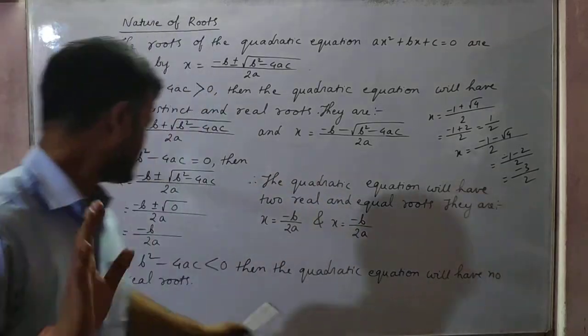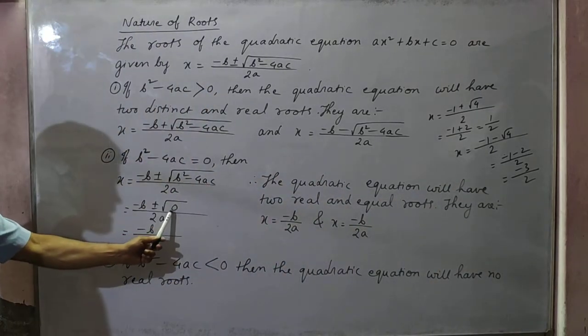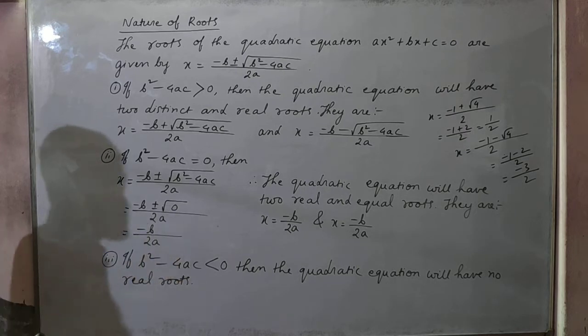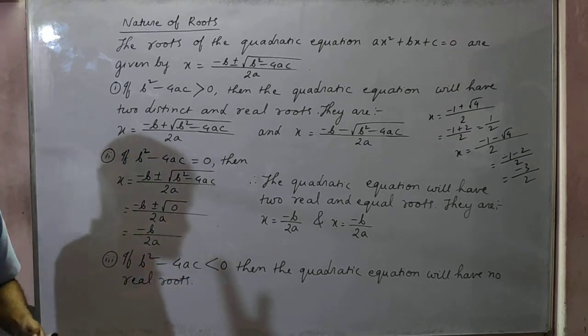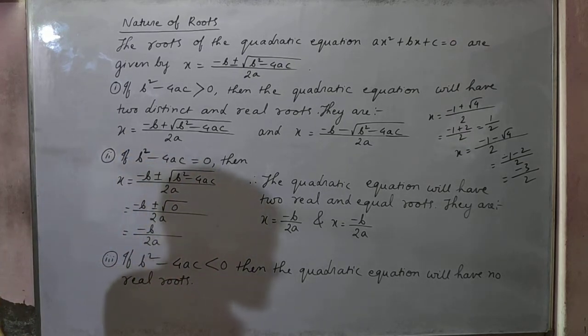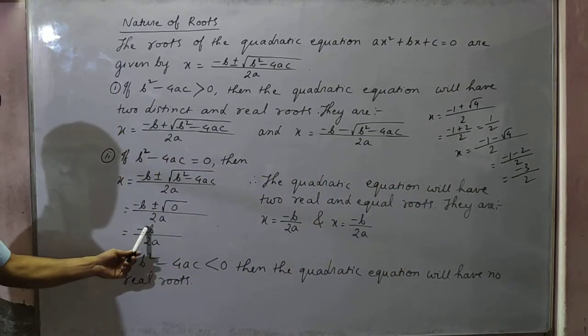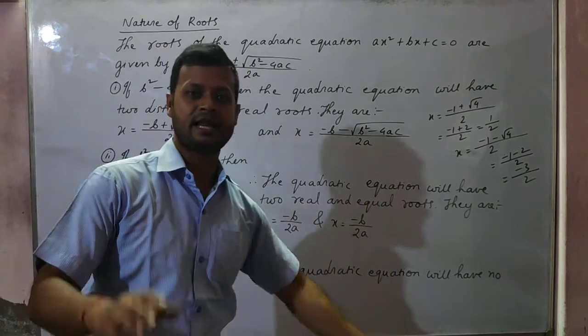Understood? Here you see, in place of b square minus 4ac I have put 0, so plus minus root over 0 means what? 0. So plus minus 0 means 0 itself, it's gone. So after minus b, nothing is there. So it will be minus b by twice a. So both the roots will be real and equal.